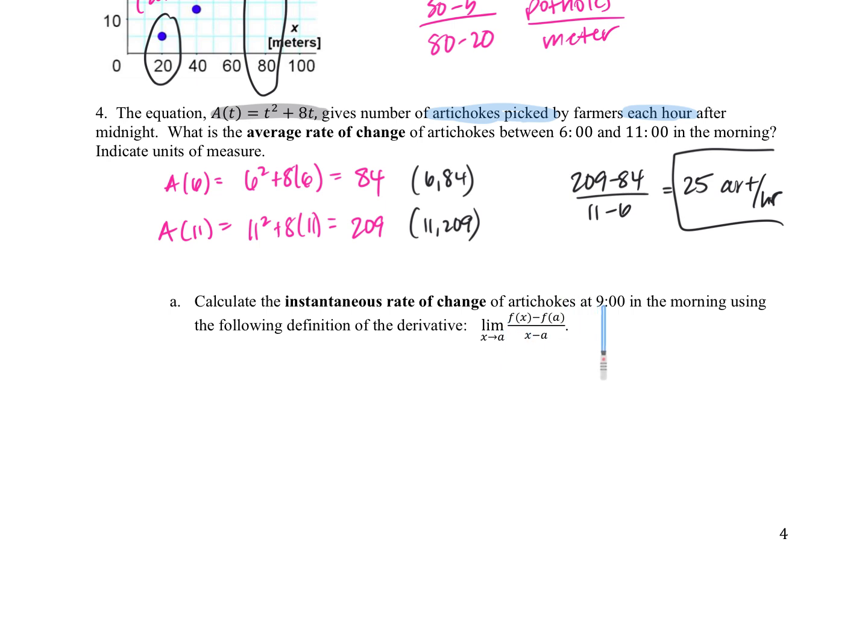You guys, 9 a.m. is how long after we started picking artichokes? 9 hours. So I'm going to say my X value, or in this case, my A value, is 9, because I said I want my X approaching some A value. So we're just going to say that we would have the limit as X approaches 9 of f of X minus f of 9 all over X minus 9. Notice what I did is I just plugged in a 9 for every single A in this formula.